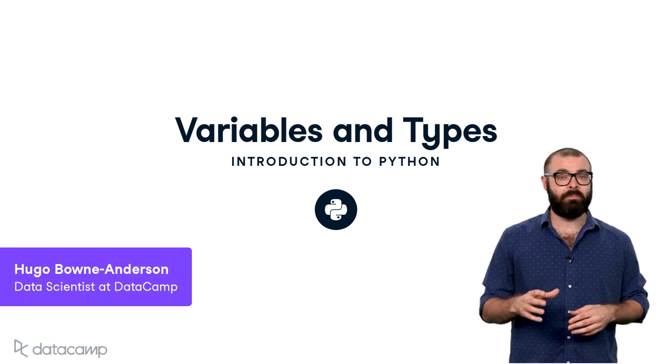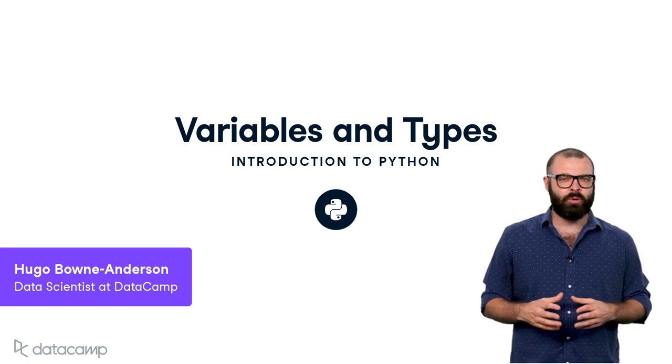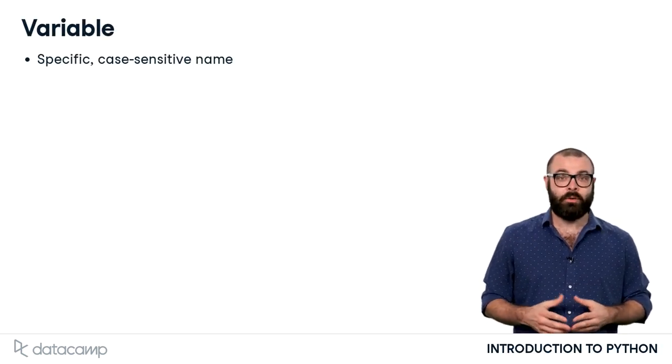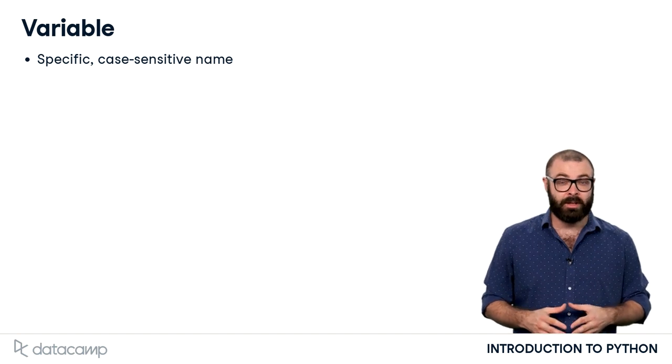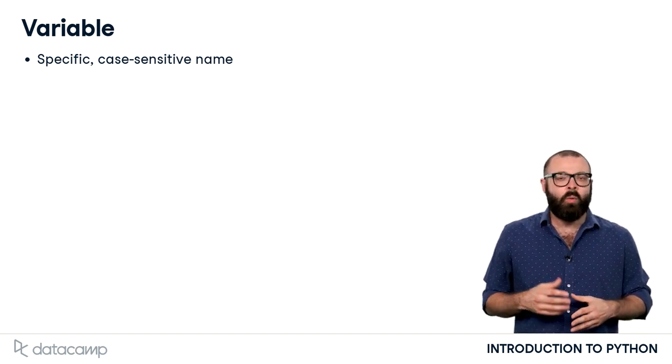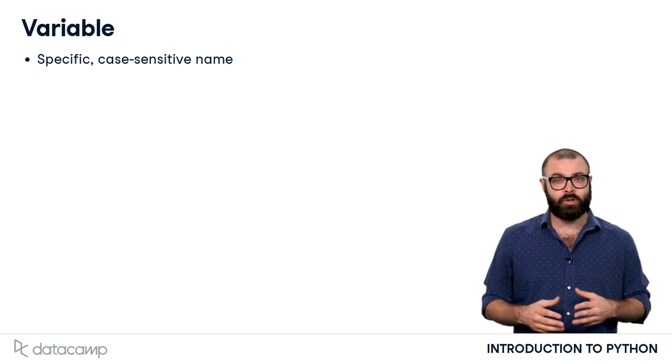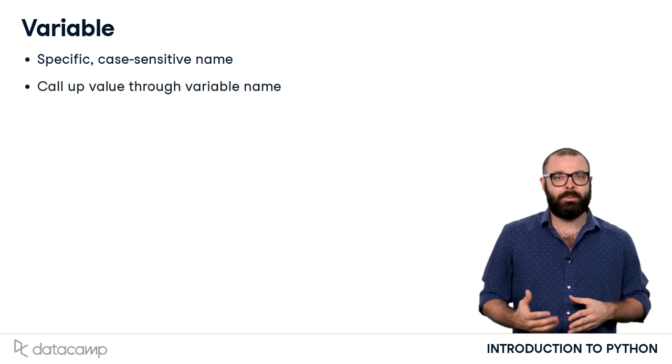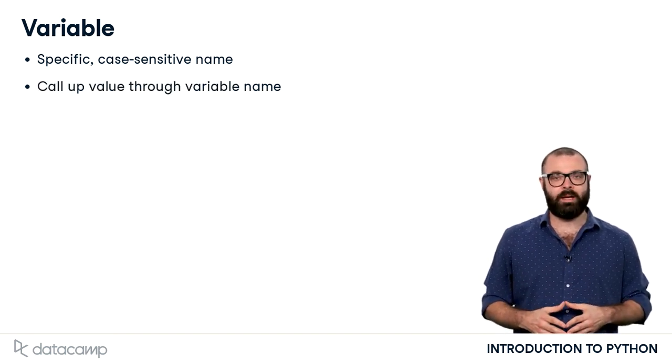It's clear that Python is a great calculator. If you want to do more complex calculations though, you will want to save values while you're coding along. You can do this by defining a variable with a specific case-sensitive name. Once you create or declare such a variable, you can later call up its value by typing the variable name.